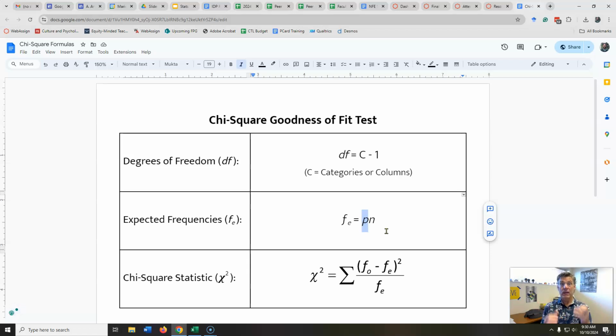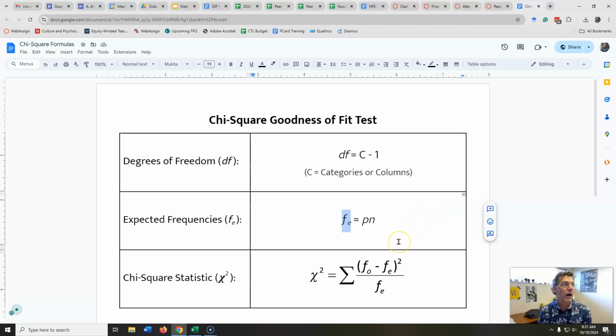Well, the P would be 50-50. 50% of the people should be in group A, 50% in group B, and so your P is 0.5. So you would just multiply 0.5 times your N, the total number of people, 20. 0.5 times 20 is 10. So you should have 10 in group A, 10 in group B. Those would then be your expected frequencies. And then you can see if there is a difference.